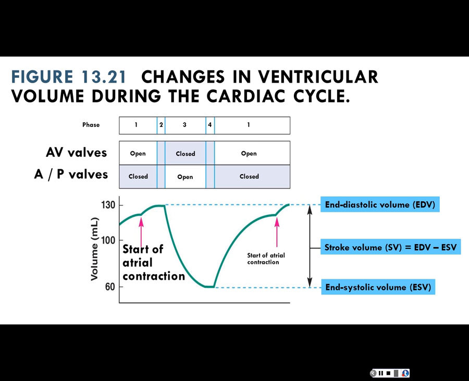So before we move on, are you okay with using the word end diastolic volume being the greatest volume, end systolic volume being the least volume? And that difference between the two would be the stroke volume pushed out to the systemic, and to be honest, with the pulmonary circuit, the stroke volume going out into either circuit. Questions?